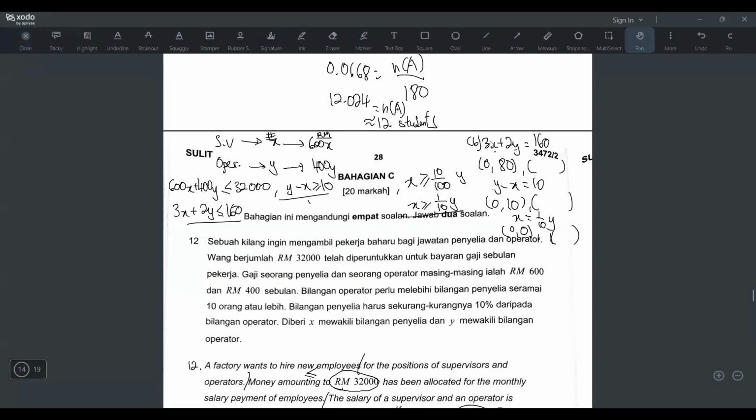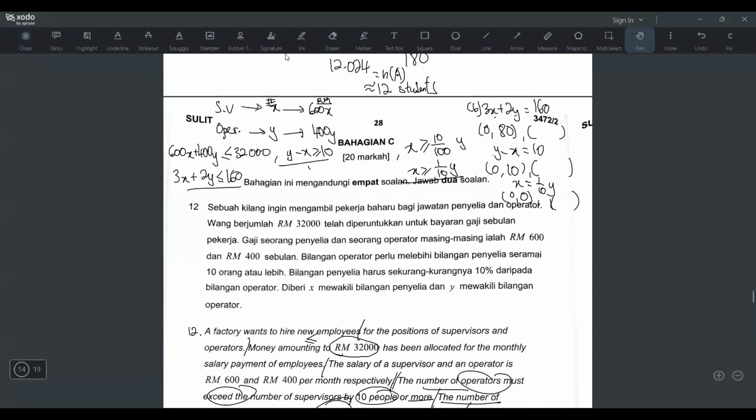You try to make the x single or the y single. Anything you can make x single or y single. So let's try to make the x single, for example. If I make the x single, it becomes 160 minus 2y over 3. And then now you just have to think about what y value you want to put here. There are so many y values you can choose.